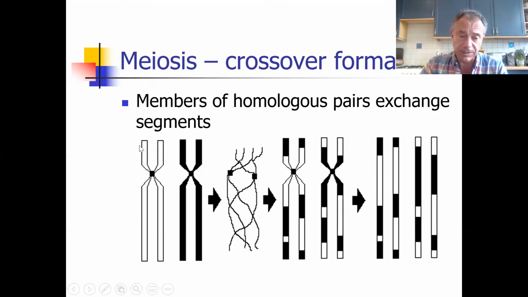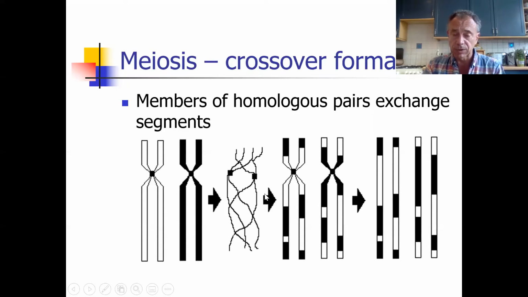So here is your duplicated chromosome. So this might be chromosome 6. I might have got this chromosome 6 from my father, this chromosome 6 from my mother. And then what happens, a key feature, is the 2 members of the homologous pair physically come together, form a small number of crossovers, exchange genetic material, exchange segments of the chromosome, and then they separate, and that makes 4 daughter chromosomes.